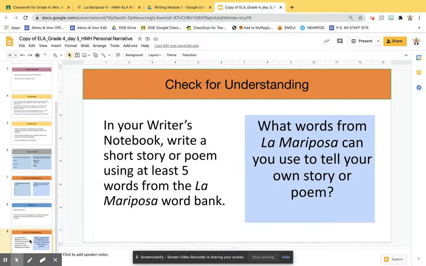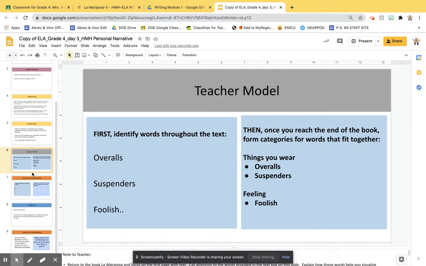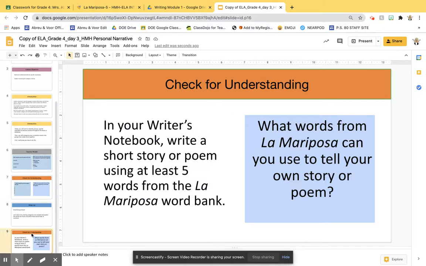For the rest of today's lesson, in your writer's notebook, you're going to write a short story or poem using at least 5 words from La Mariposa word bank. And you can pick the words that I used, or you can pick the words that you used. Do not use the words in the back of the glossary.